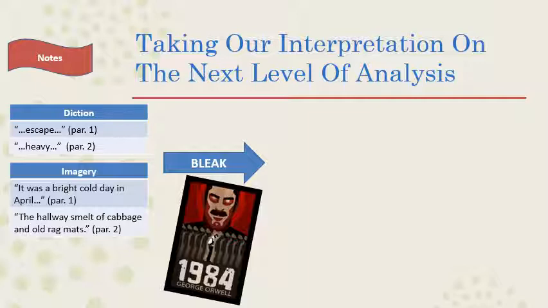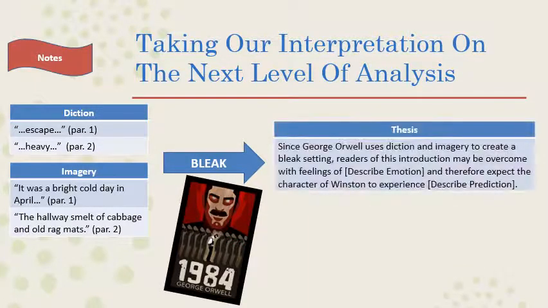Now, what do we do with that? Because eventually we're going to have to turn it into some kind of thesis, and we're going to have to say something about it, right? Like it's going to have to turn it into an essay. So where do we go from here? Okay, fine. The diction and the imagery creates this bleak world. Well, what we could do is write a thesis that looks something like this. So we say, since George Orwell uses diction and imagery to create a bleak setting, so there's our, right, like that's the beginning of the thesis, right? That's all the work we've done up to this point.